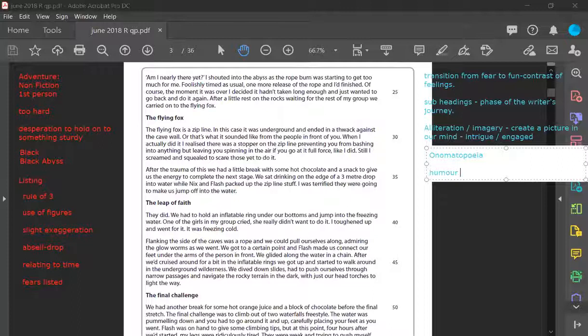And then later on, she also added words like screamed and squealed in order to scare the people who will follow her, because they're all together in a group. So this is for her group members. She's just having some fun with them. So she's added some humor here. After the trauma of this, we had a little break with some hot chocolate and a snack to give us the energy to complete the next stage.